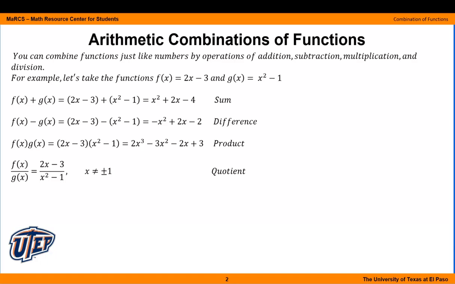Here's an important reminder. When dividing functions, say f of x over g of x, we must make sure that the denominator is not 0. So always check for values where g of x is equal to 0 and exclude them from the domain.